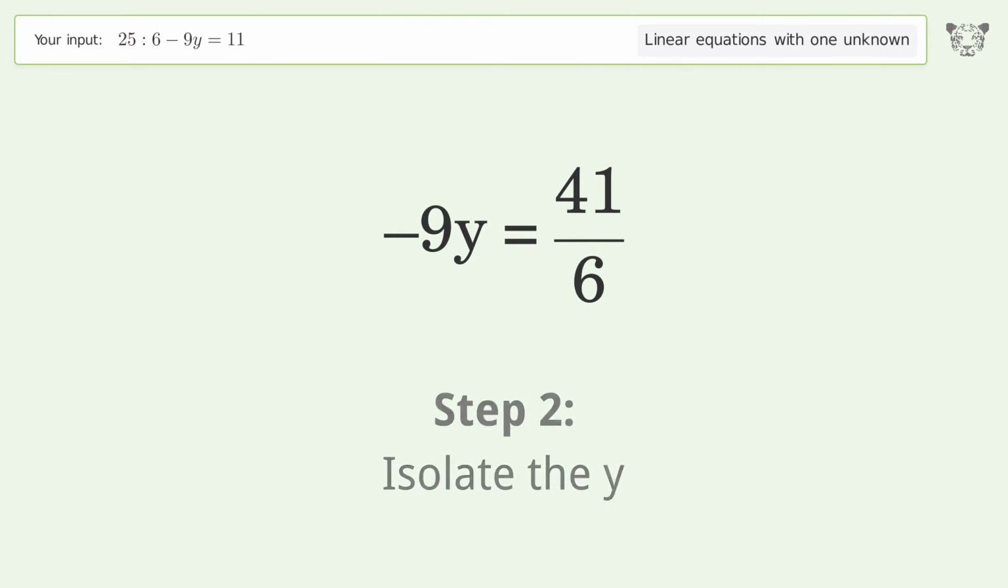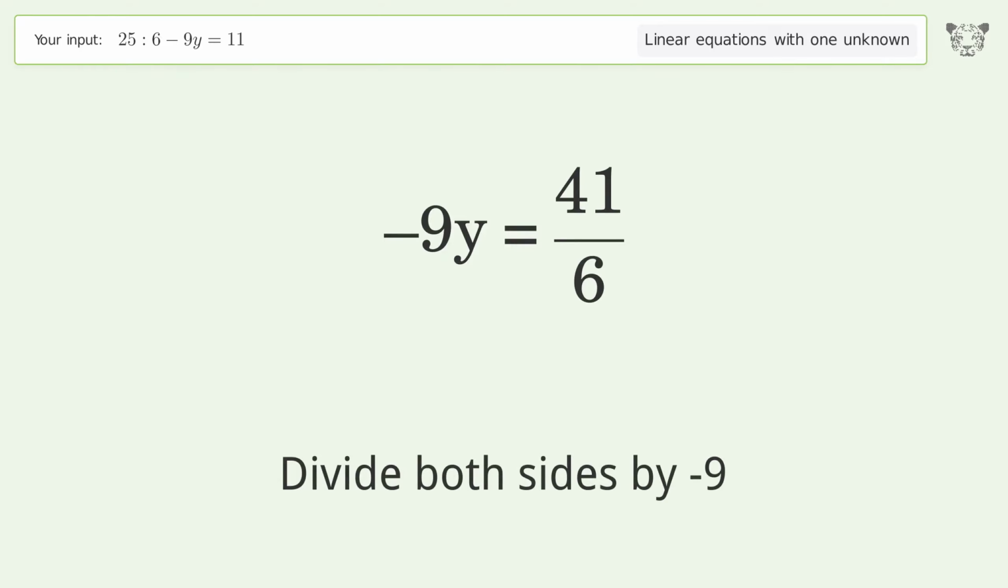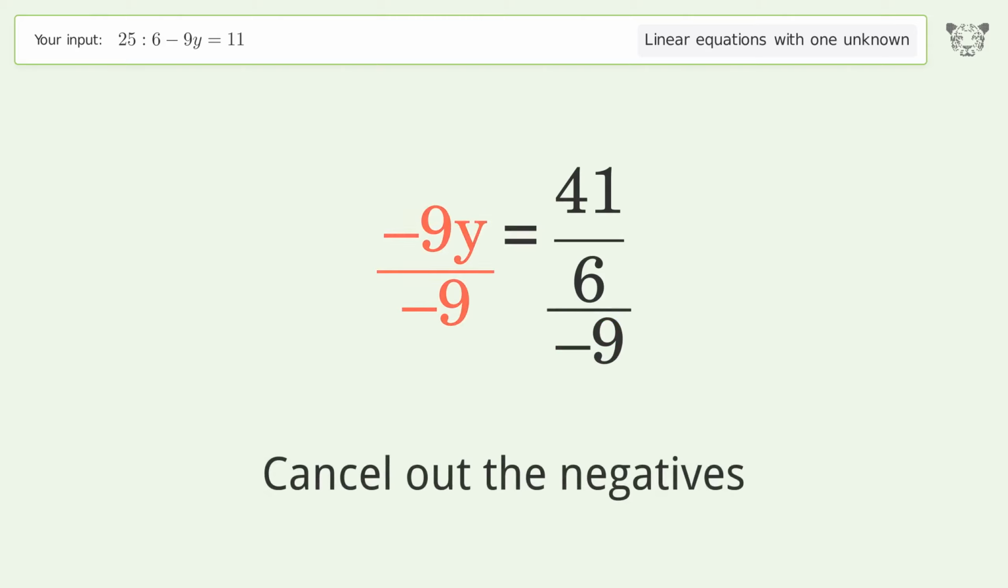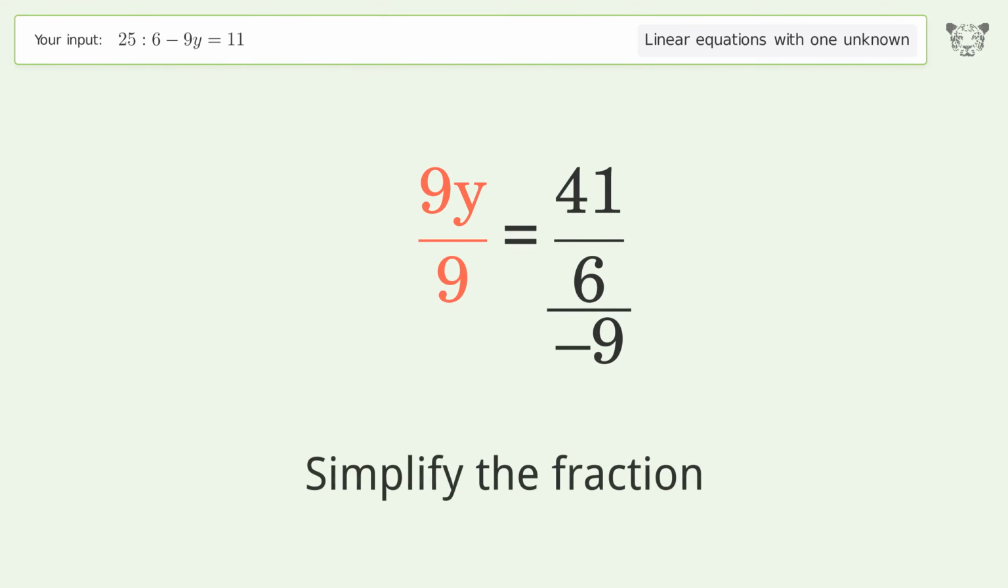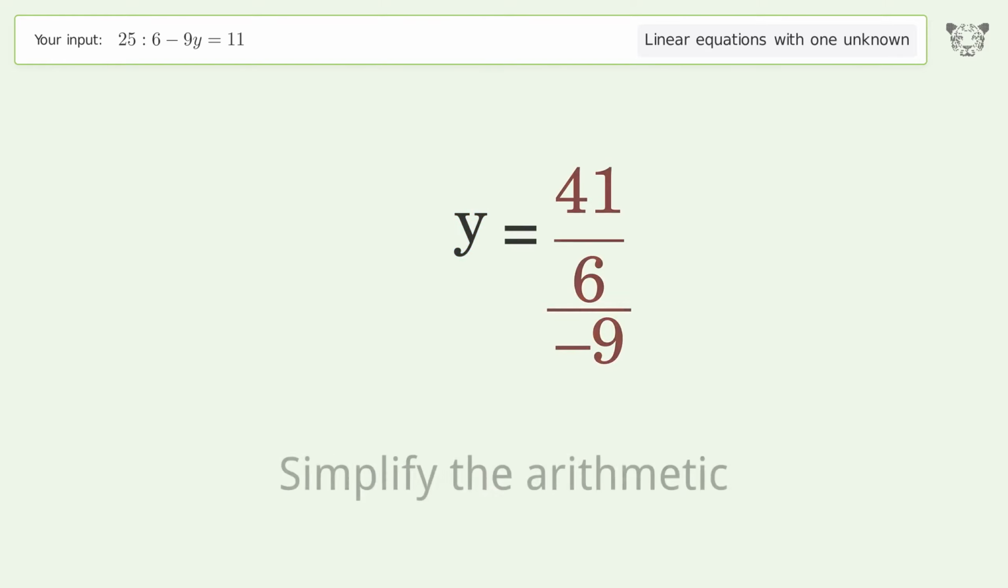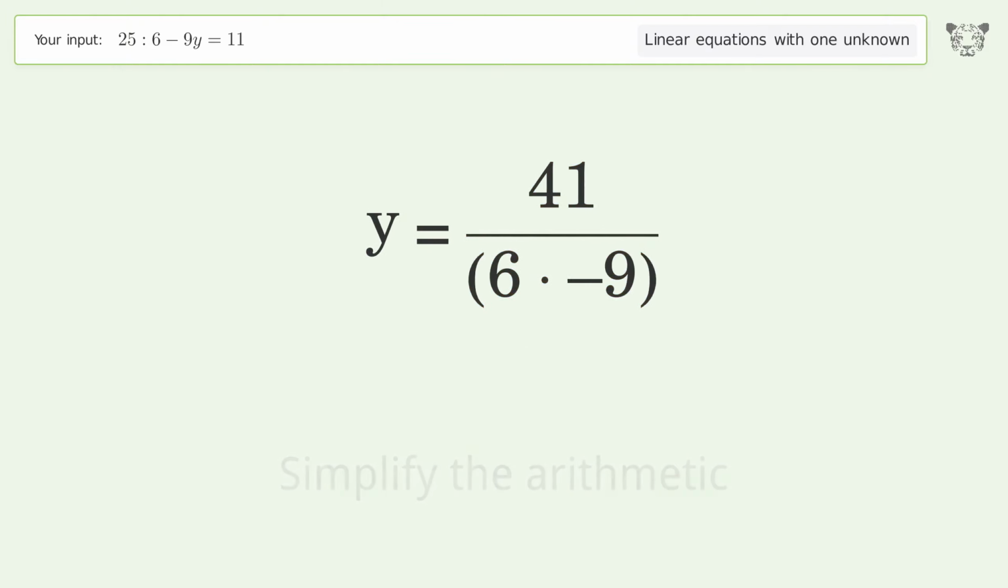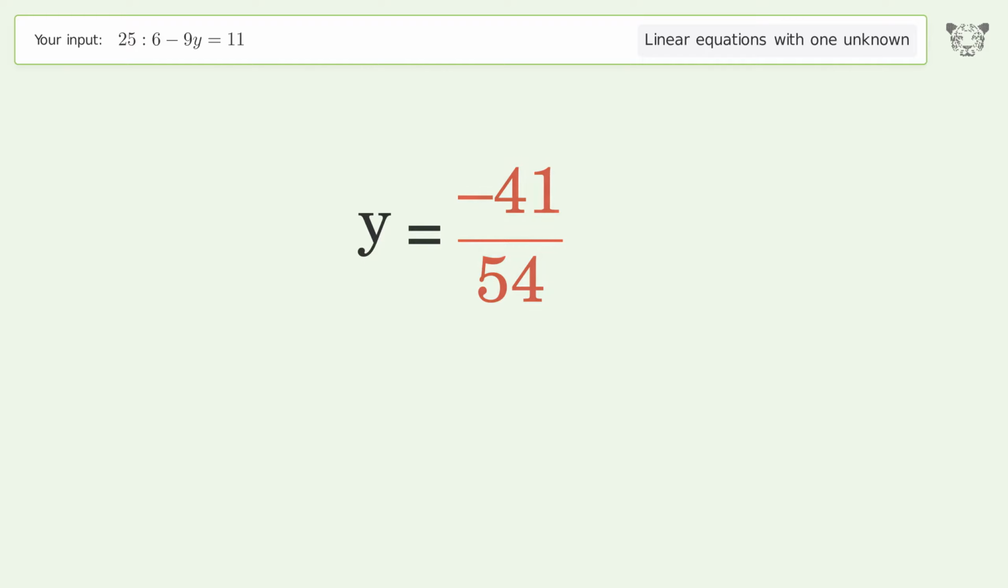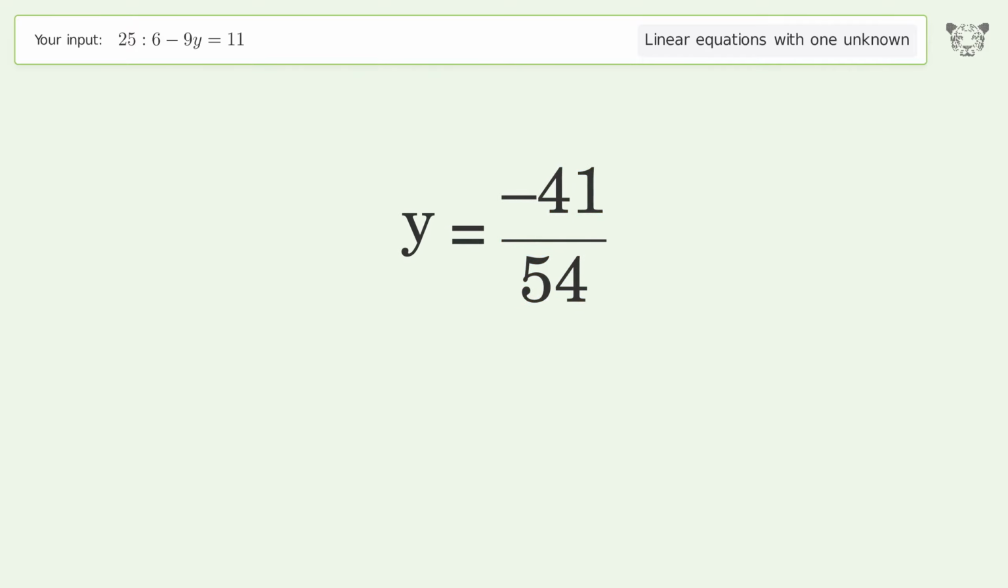Isolate the y. Divide both sides by -9. Cancel out the negatives. Simplify the fraction. Simplify the arithmetic. And so the final result is y equals negative 41 over 54.